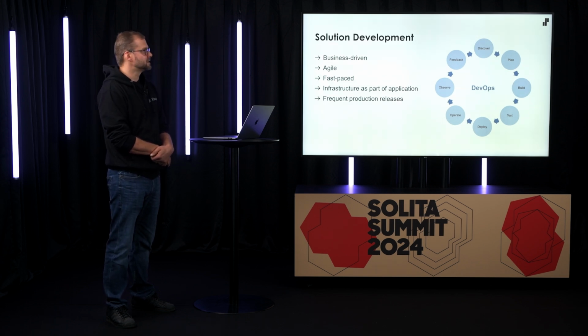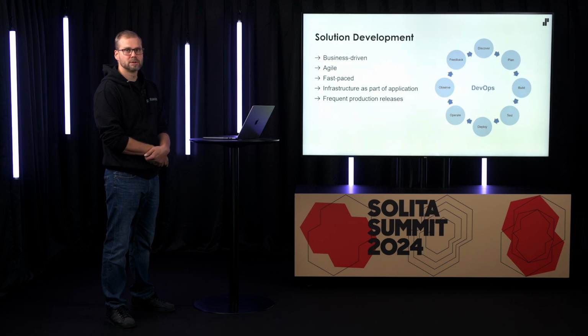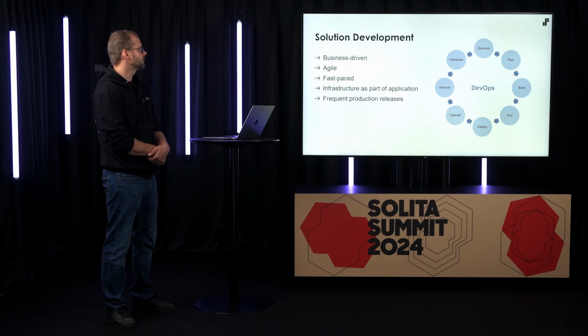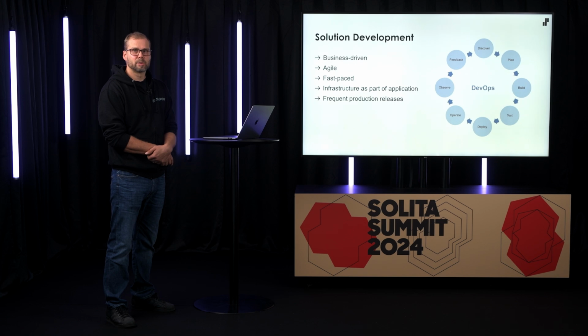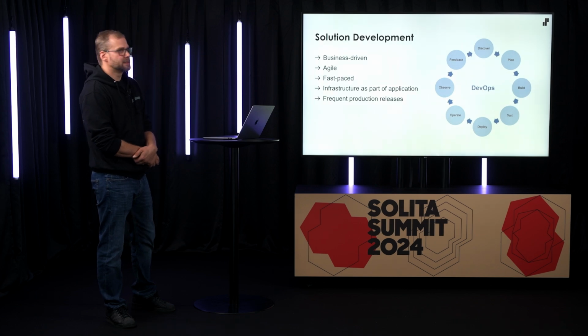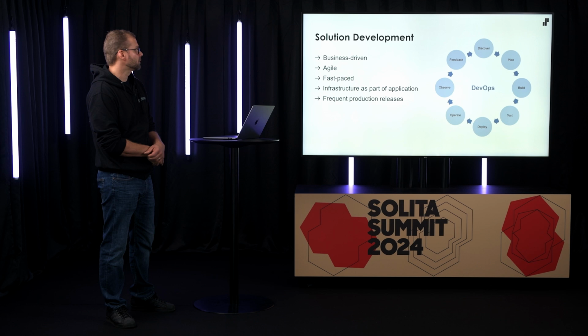The infrastructure of a modern application is developed as part of the application. So there are no different teams taking care of the infrastructure. There are no separate cloud teams managing the cloud resources for the application, but everything is developed together as part of the application by the single development team. And all of this results in frequent production releases. Releases are made in production on a weekly or bi-weekly basis, underlining the fast pace of development.